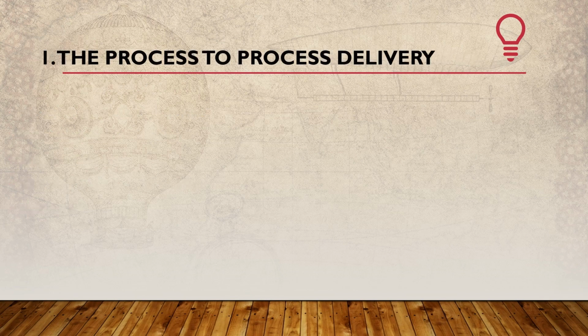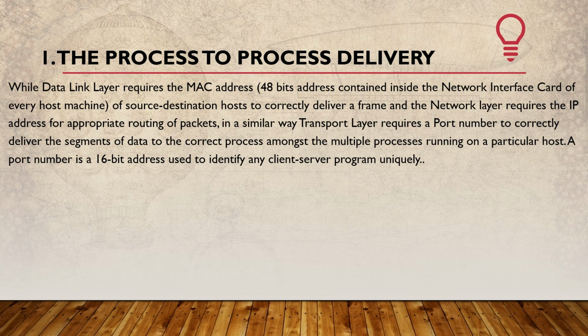The first one is process-to-process delivery. See, the data link layer requires the MAC address. We all know a MAC address is a 48-bit address inside the network interface card of every host machine. Based on the MAC address of the source and destination, the data link layer delivers a frame to the correct MAC address. The data link layer requires a MAC address to deliver to the correct person. The network layer requires an IP address to deliver a packet to the appropriate host.